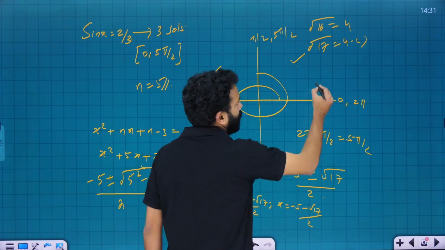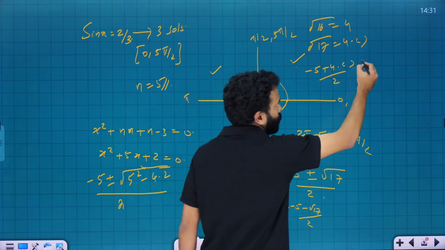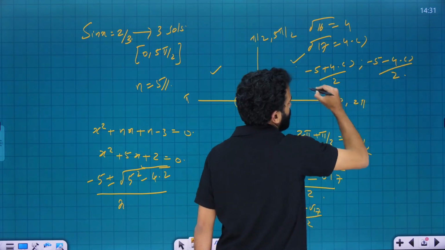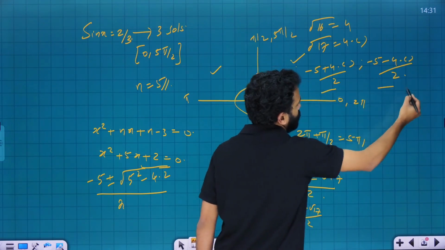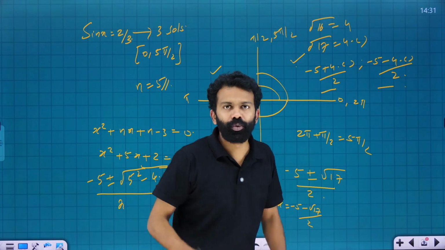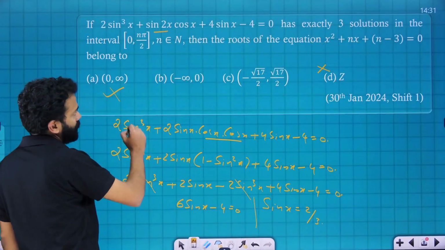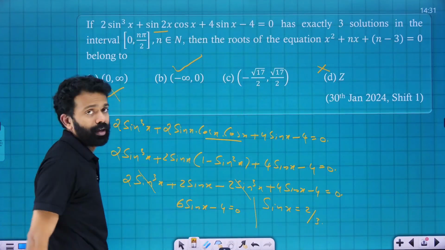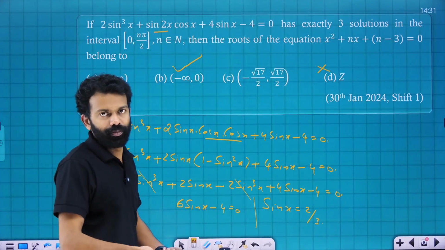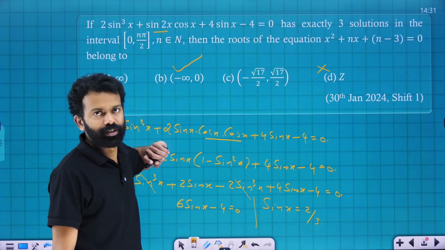Therefore, what is minus 5 plus 4 point something by 2? That's root number 1. And minus 5 minus 4 point something by 2. These are our two roots. See, this is negative. This also negative. So both the roots are what? Negative. So we cannot take this option as well, but this option we can take. Why? Because the roots lie in this interval, that is in the negative real number part. That is where the root lies. So this is the correct answer.